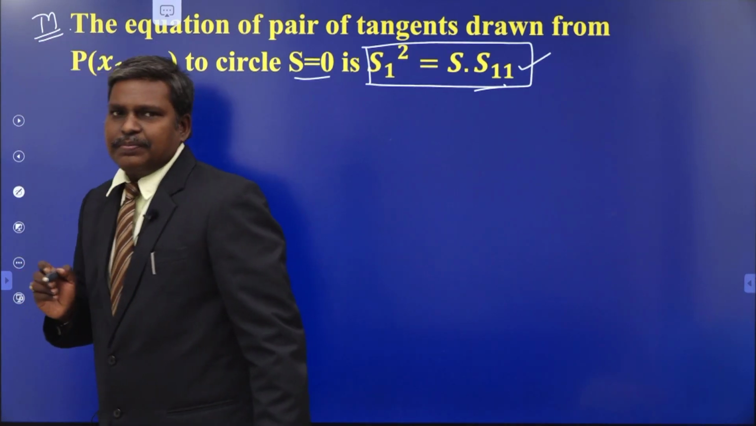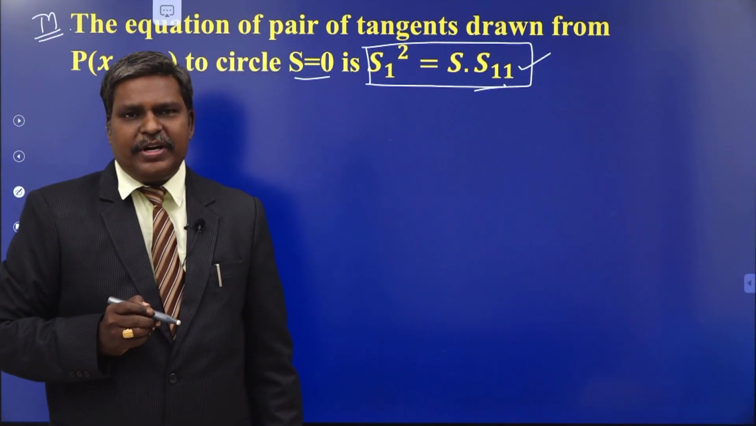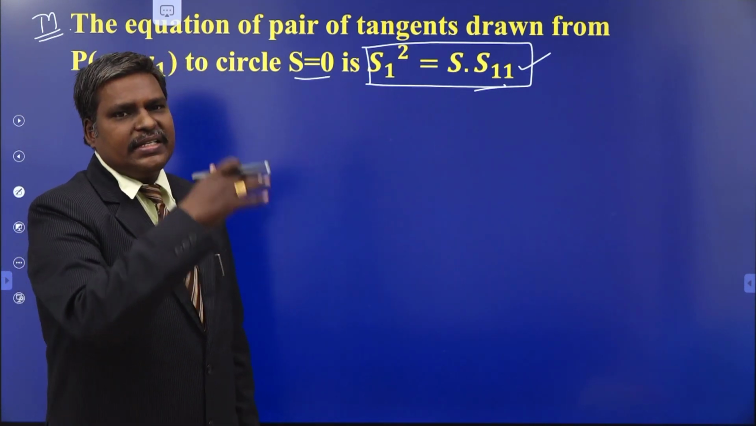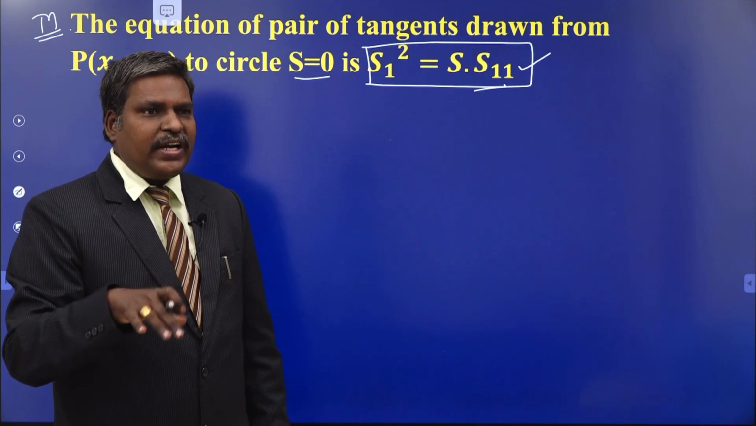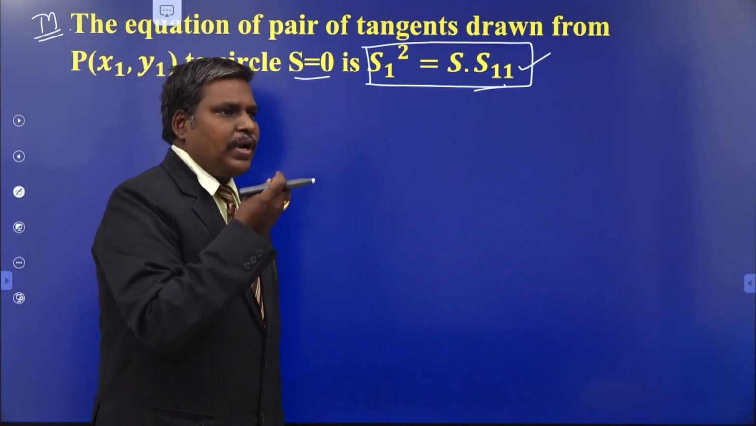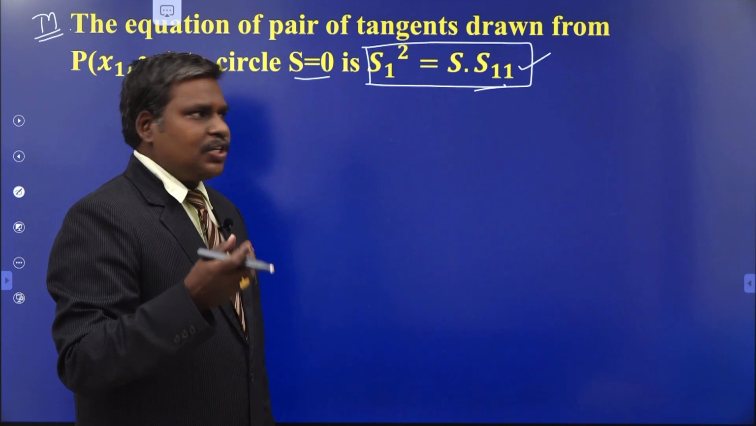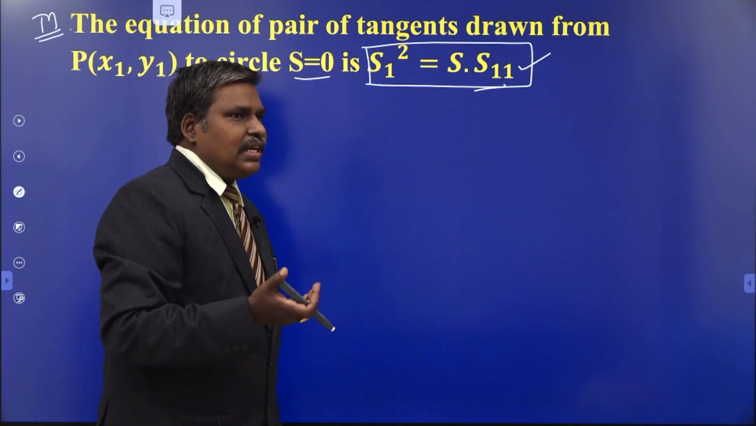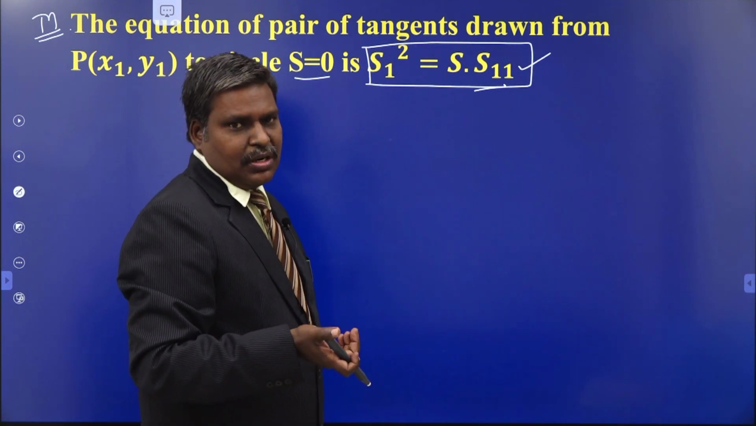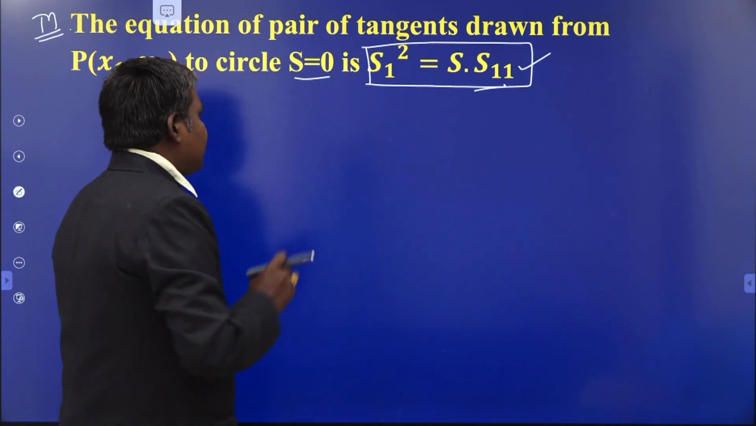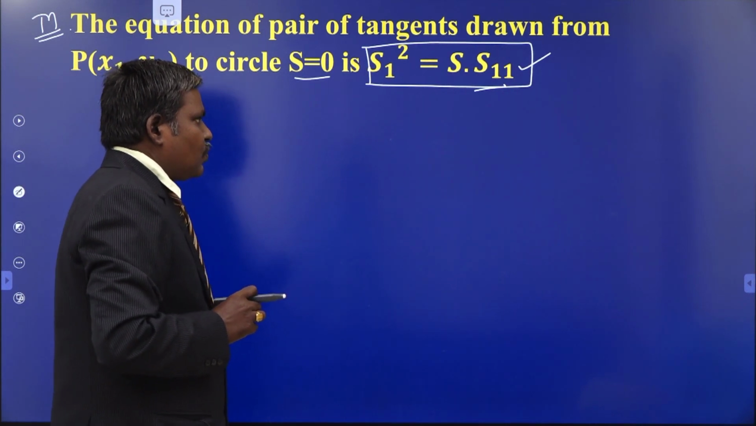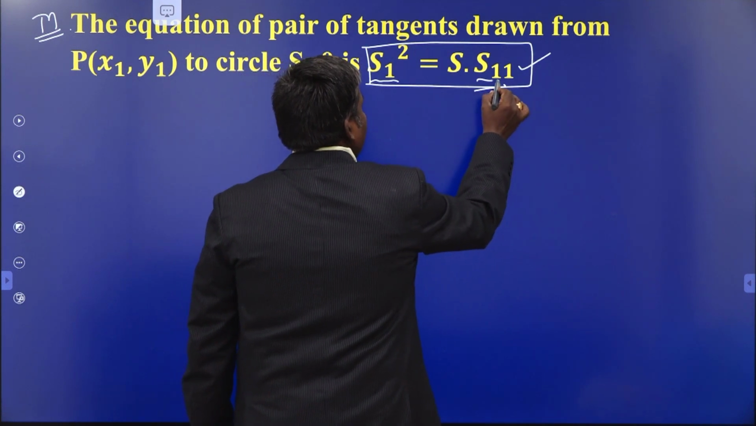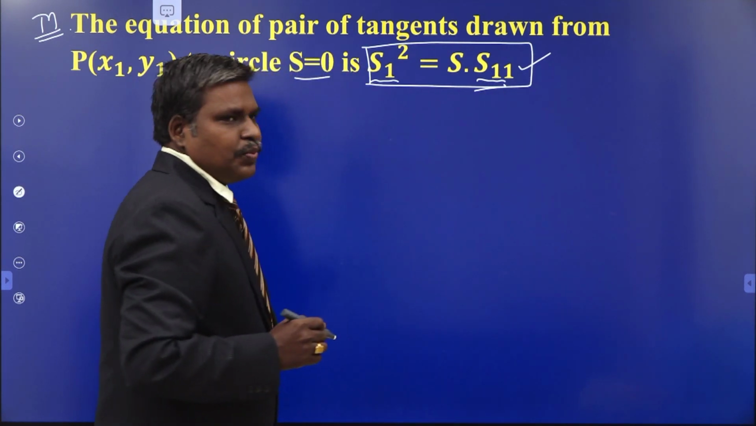All of you know that from an external point 2 tangents can be drawn. Am I correct or not? If your point is outside of the circle, 2 tangents can be drawn. In this case we have to find out its equation. Suppose an external point is given to you and one circle is given to you. If you draw the 2 tangents, you can easily find the combined equation. Now the equation is S1 square equals S into S11. These are well-known notations for you, dears. It is a very simple theorem for you.